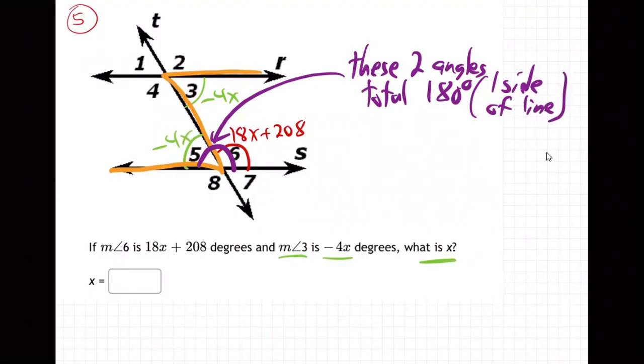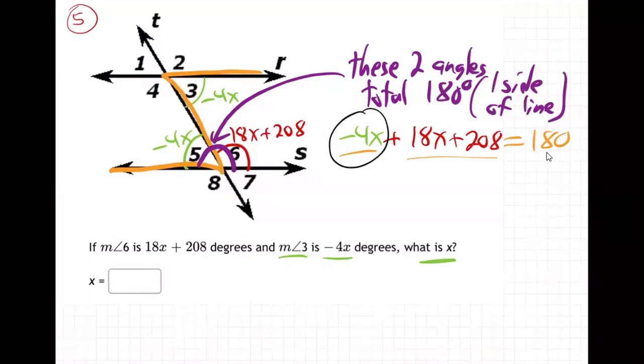So, okay, what does that mean then? Well, that means we're in business. That means we can take the negative 4x and add to it the 18x plus 208, and the total has to be 180. So I just took the first angle plus the second angle, two formulas, and they have to add to be 180. So they're not equal to each other. They add up to be 180 on this one. Kind of interesting. So how do we solve this now?